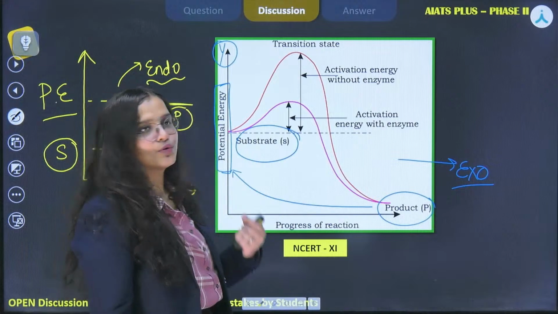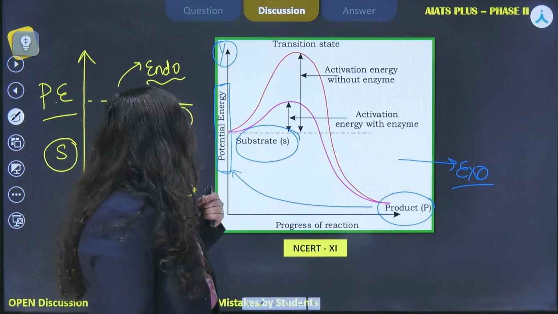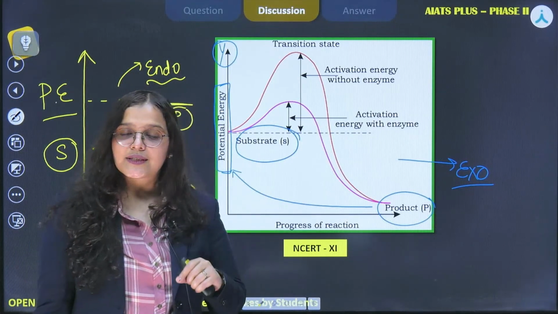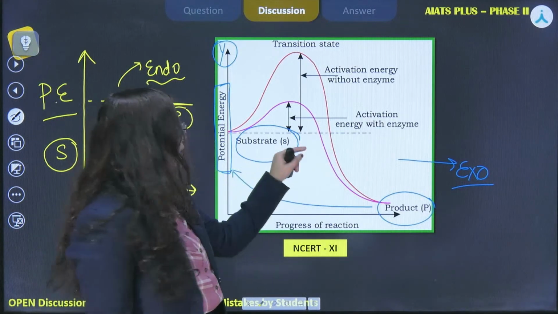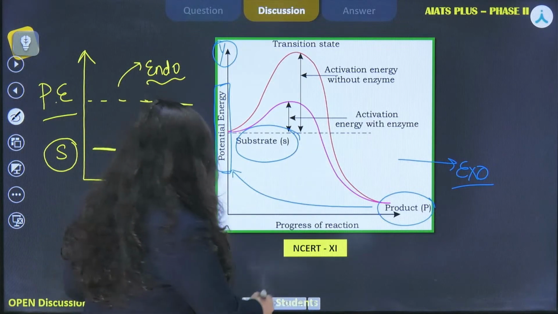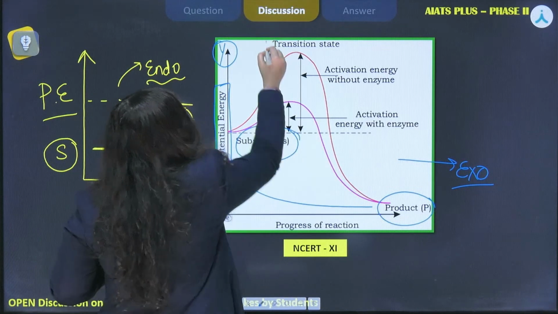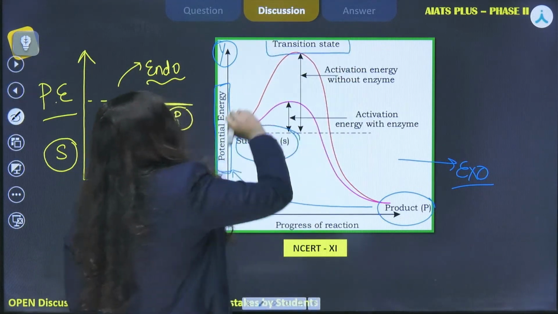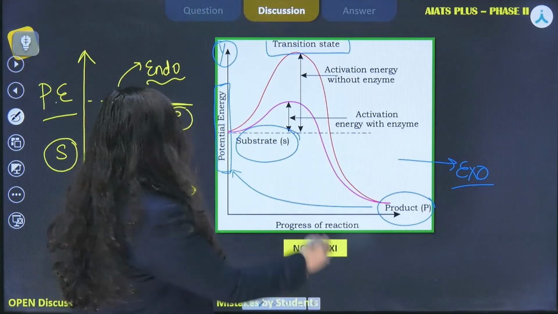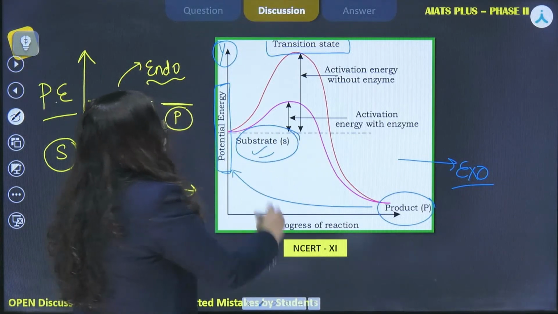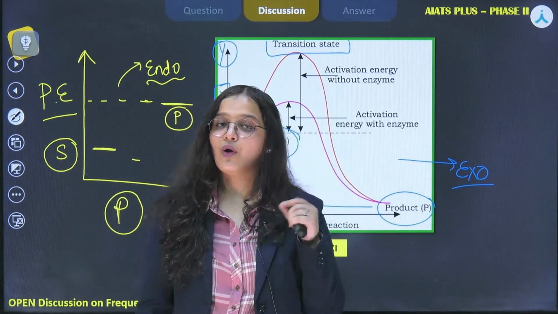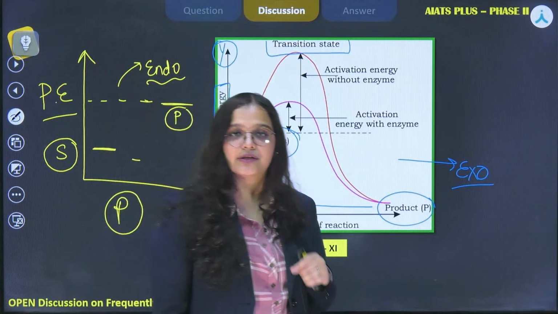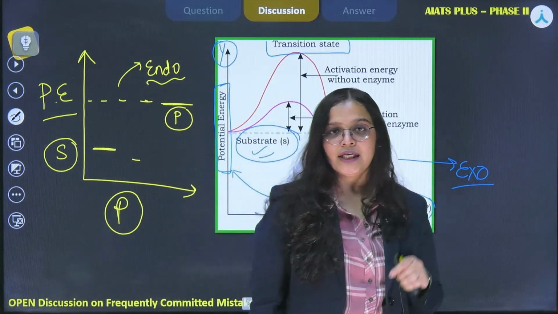Also, a student was asking whether the potential energy of the transition state is more than the substrate or not. We can see clearly in the graph that the transition state is at a higher potential energy level as compared to the substrate. So be it an exothermic reaction or an endothermic reaction, the transition state will always be at a higher potential energy as compared to the substrate.